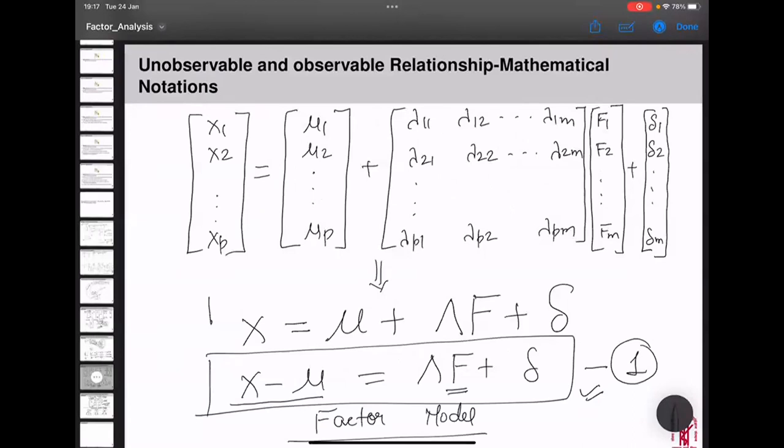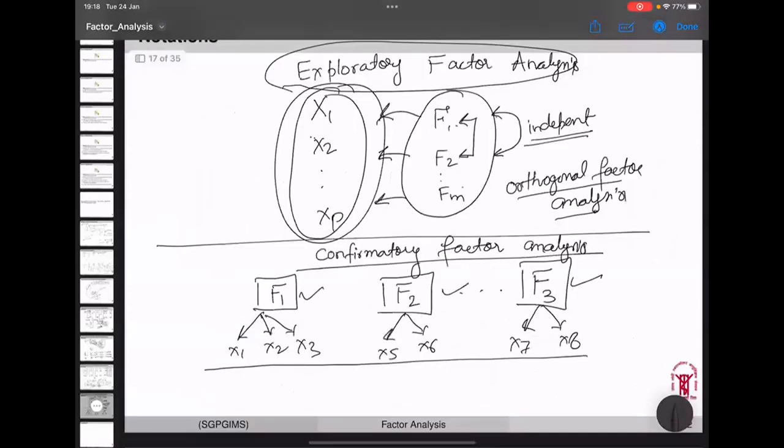So this model is termed as the factor model because it establishes a relationship between the observable quantity and the unobservable quantity. Okay, now there are various techniques and software to solve this equation in statistics. That goes very mathematical, so I will not go into that. But at least you should know how this relationship is established. Okay. Now, what is exploratory factor analysis?